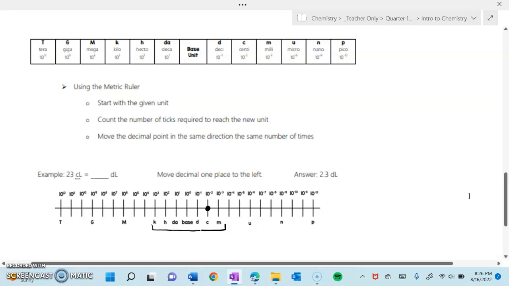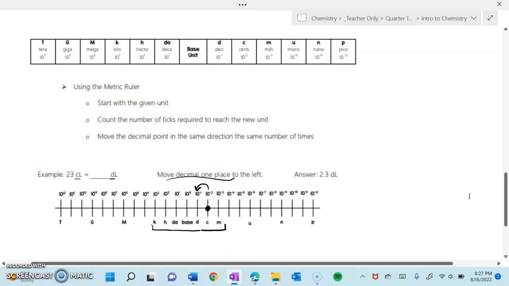Our new unit that we are finding is deci. Notice it's just D, not DA, so it's deci. That is right next door. We're going to move the decimal one place to the left. Yes, that was there all along. But now you know why. So you're going to move one place to the left.